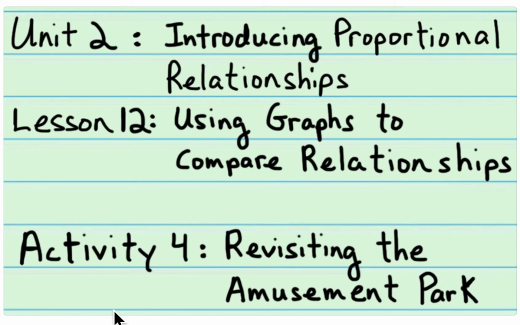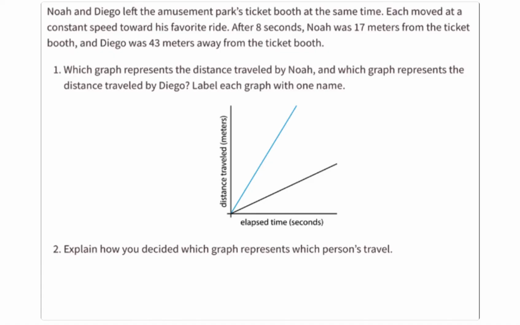This is activity 4, revisiting the amusement park, from lesson 12, using graphs to compare relationships. In this activity, we have Noah and Diego. They are back at the amusement park and they are moving towards their favorite rides. Noah is going in one direction towards one ride, and Diego is going in another direction towards a different ride. And after 8 seconds, how far are they away from the ticket booth?